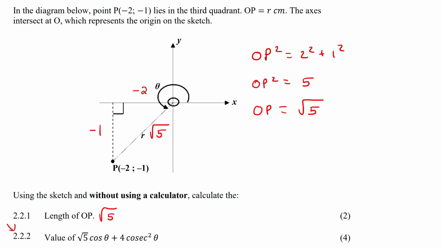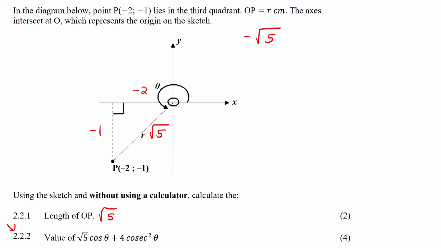Okay, this one says, without a calculator, calculate the value of that. It looks intimidating, right? But trust me, it's going to be something quite nice. So let's go have a look. They said square root 5 cos theta. So we're going to go to this triangle and find cos.